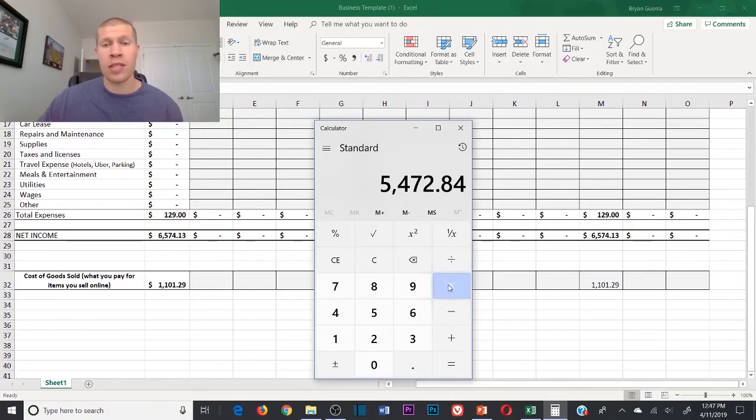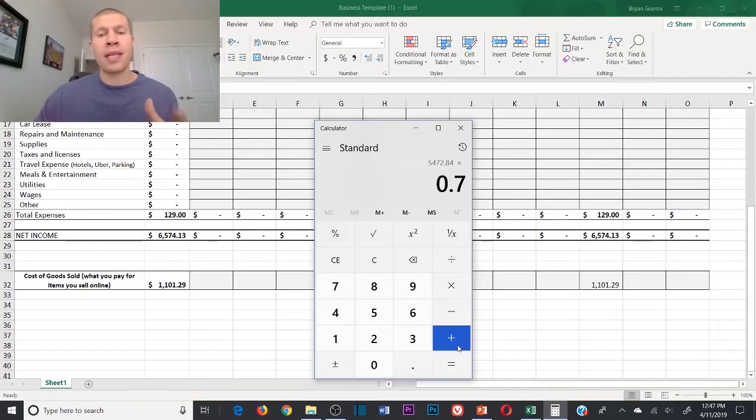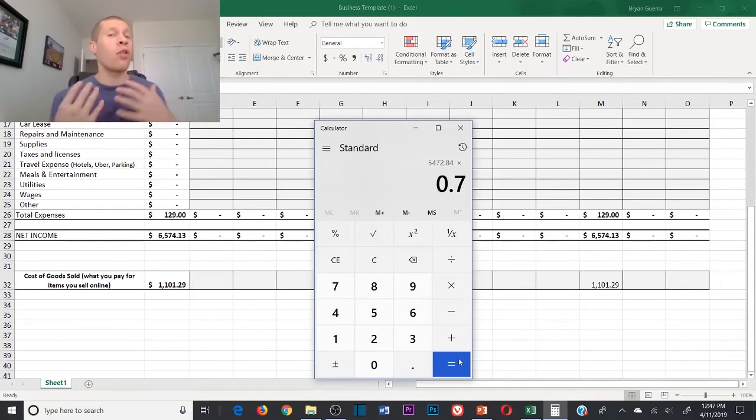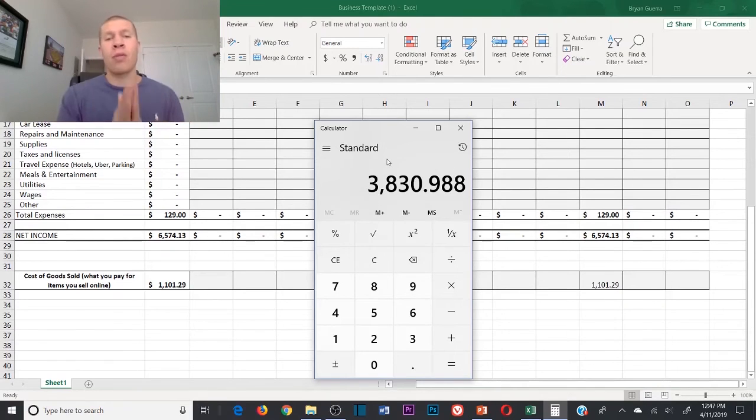So what I'm going to do is I'm going to multiply this by 70%, right? Because if I multiply that by 70%, that's what I actually get to keep. All the rest of it goes to taxes. So we're trying to figure out what I made after taxes, like a normal employer would pay you out, right? So in the month of October, that means that I, after taxes, made $3,830.98 from online arbitrage.